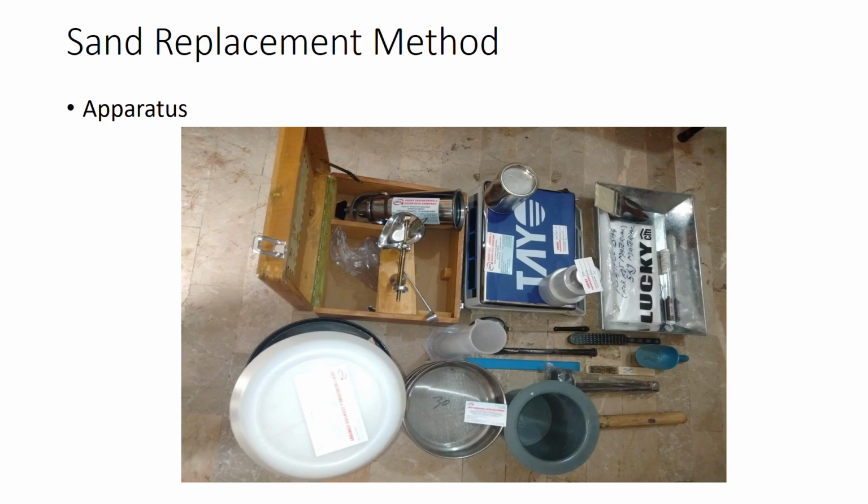This is the apparatus of the test. This is the speedy moisture test for the moisture recording. This is the weight balance, tray, brush, scoop, and sieves 30 and 16. This is the bowl used for the calibration of the sand and calibration of the cone and density. This is the apparatus used in field for transferring the sand into the hole.